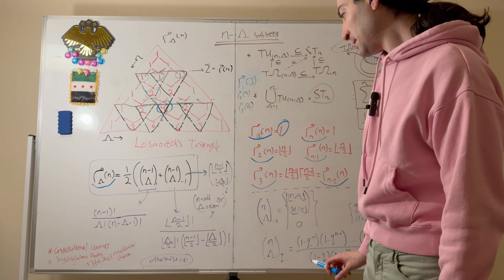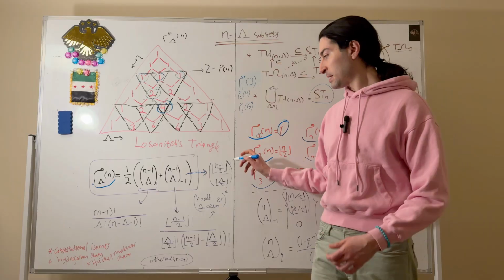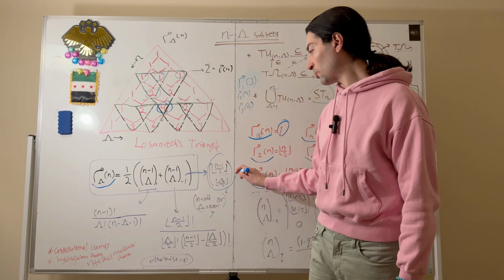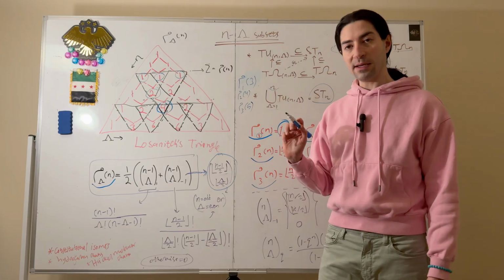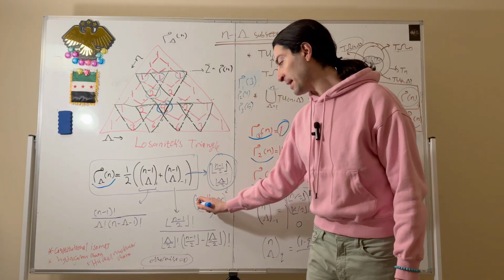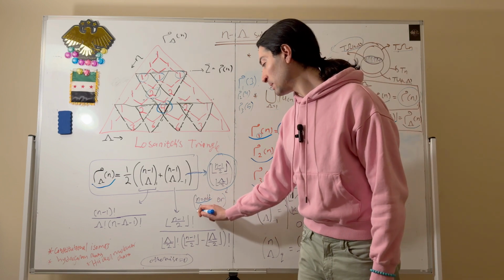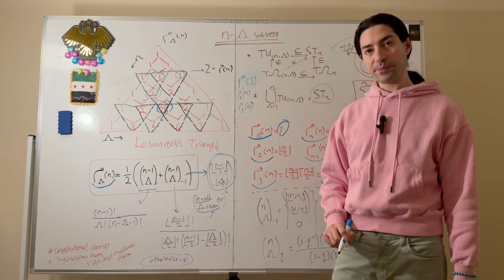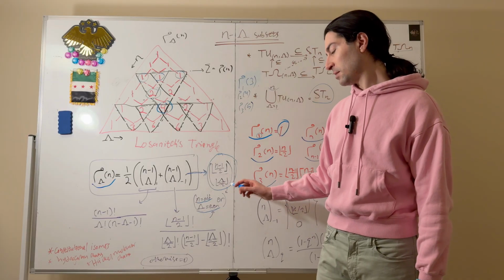What else do we get here? Yes, so there is a catch about this. This formula here, this simplified formula, only applies when either n is odd or when lambda is even.